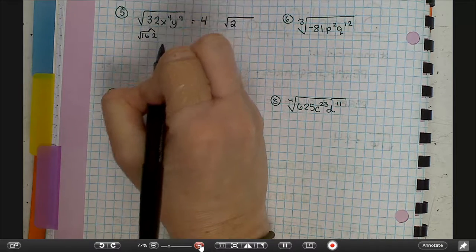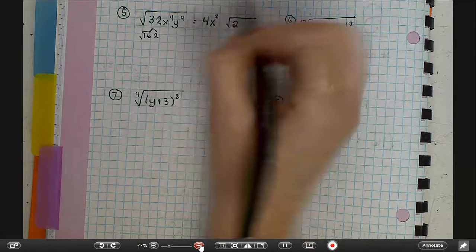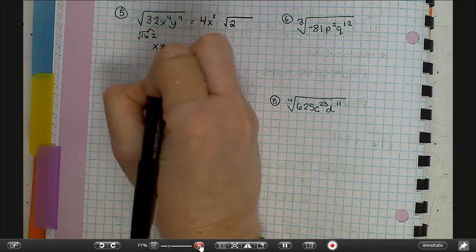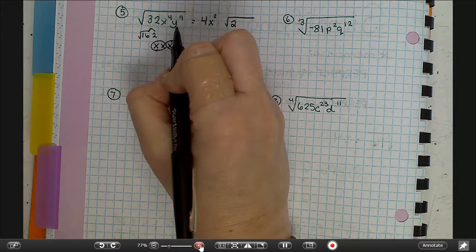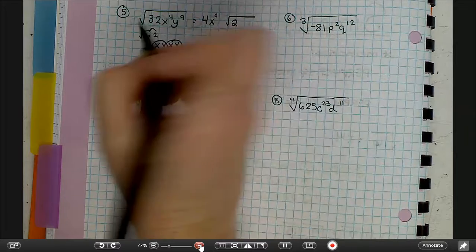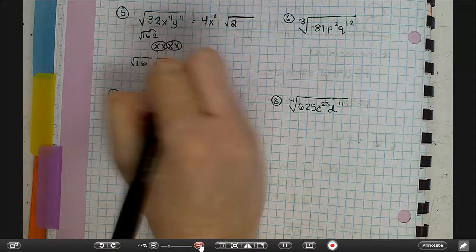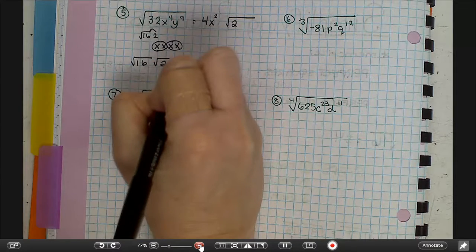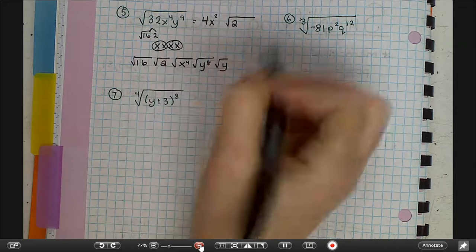So all you really have to do is divide 4 by 2 and you get x squared, because really we have 2 groups of 2. Now we have y to the 9th. So a lot of the time I would write this problem more like this: the square root of 16 times the square root of 2, the square root of x to the 4th, the square root of y to the 8th, and then the square root of y.